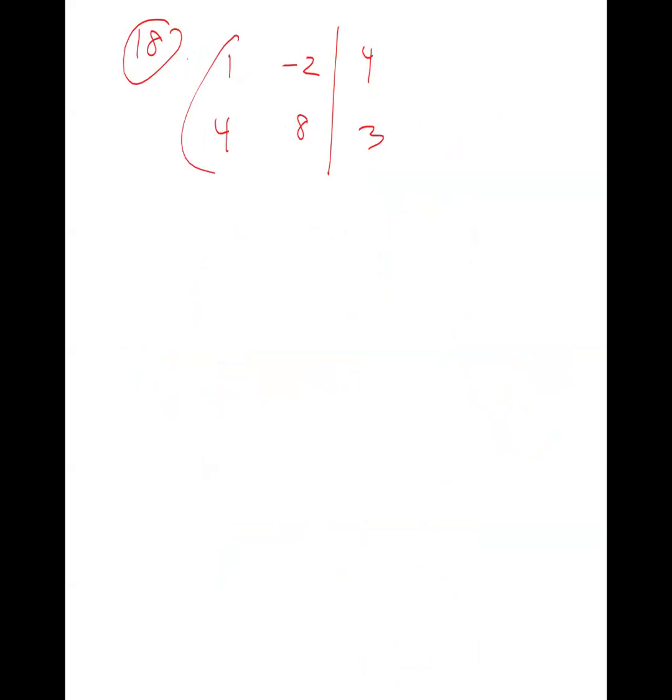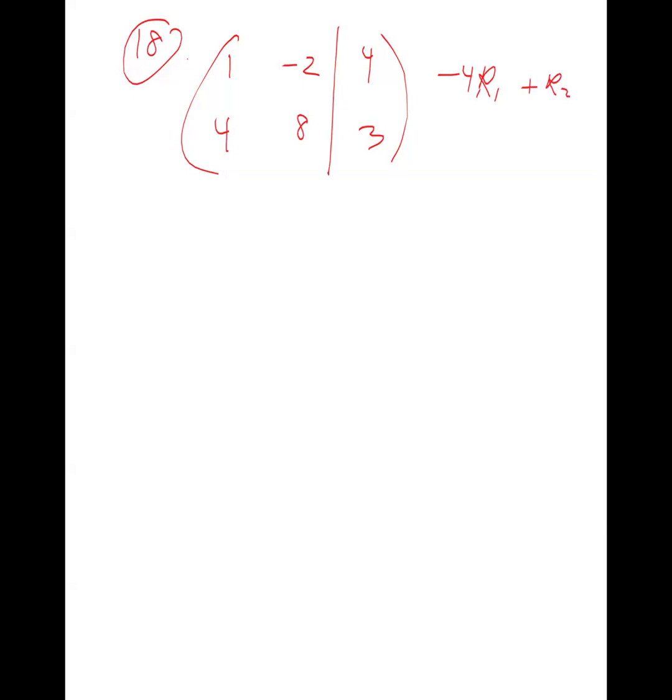Now what it wants you to do to it though is a little complicated. You ready for it? Wow, I don't know if you're ready for this. This is really complicated stuff. What it wants you to do is negative 4 times row 1, add that to row 2.